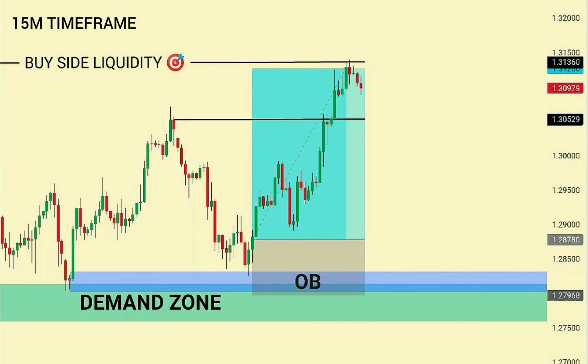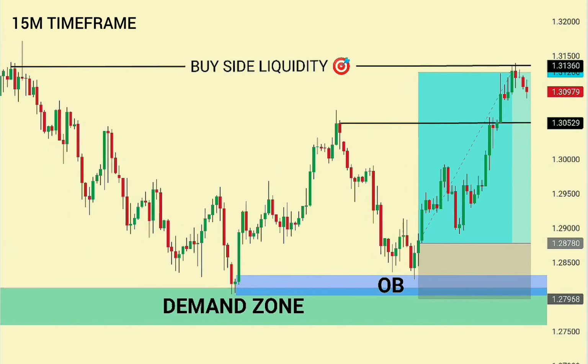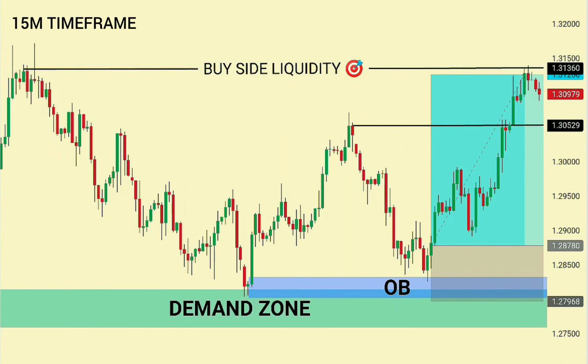Now, let's see if price can continue toward our final target. So this was the complete breakdown of this trading chart. We started by identifying the demand zone, understood the importance of the order block, waited for the bullish displacement confirmation, took the buy entry, and followed the move as price pushed higher. Remember, the power is not in marking more things on your chart. The power is in understanding why each mark exists.